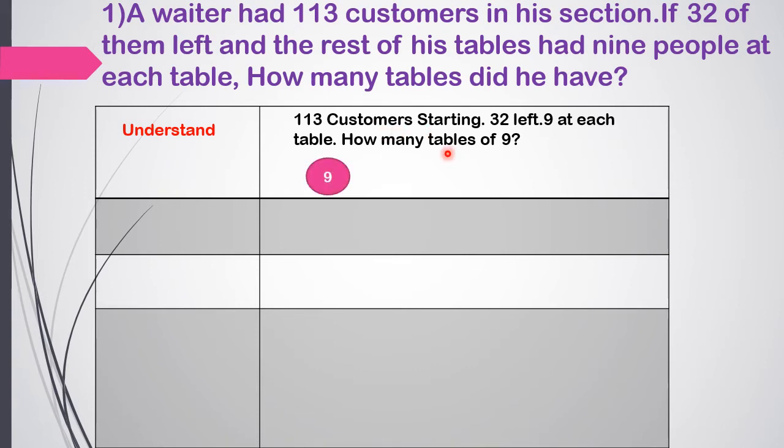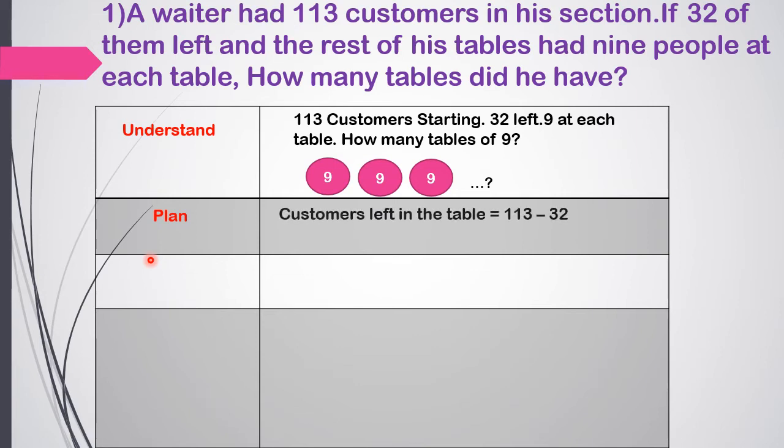So we can draw like this. In each table 9 persons are there. So now we have to find out how many tables are there. So next we have to plan. So customers left in the table.